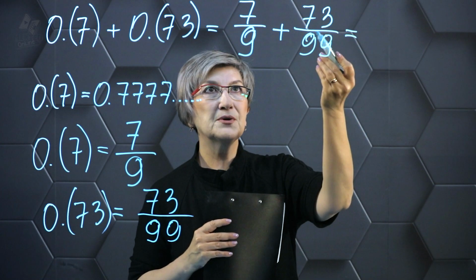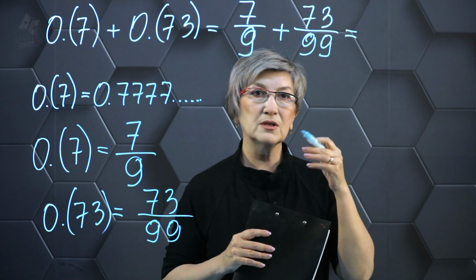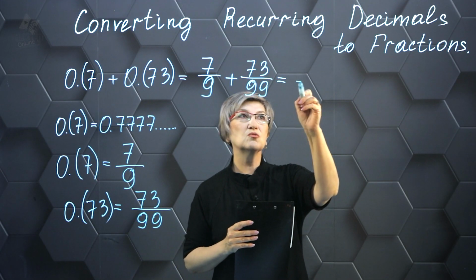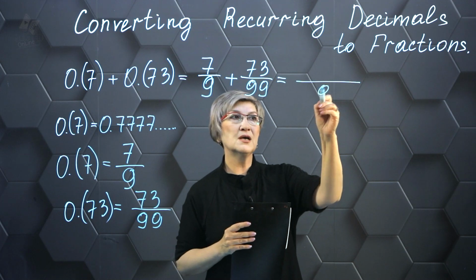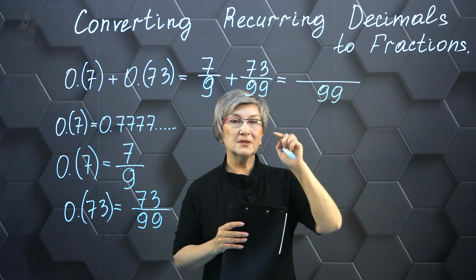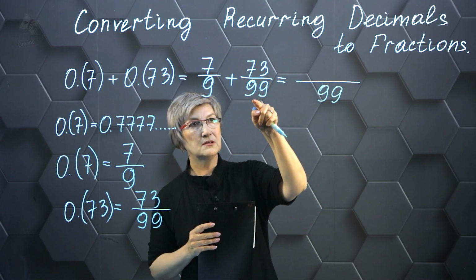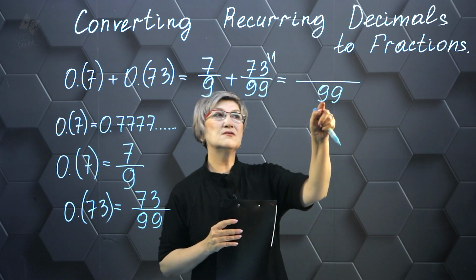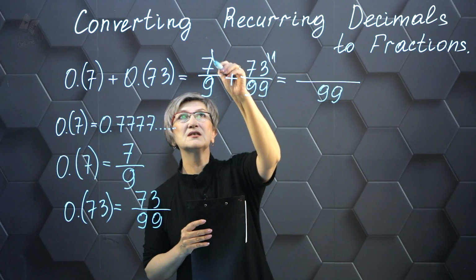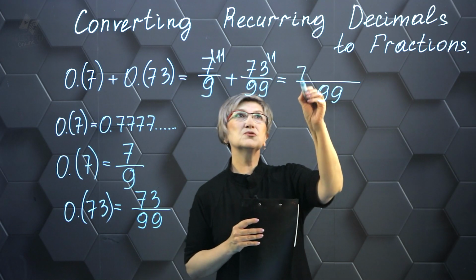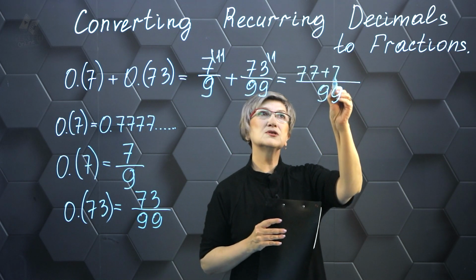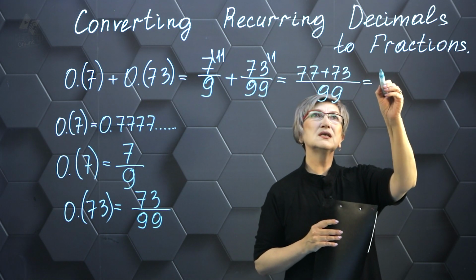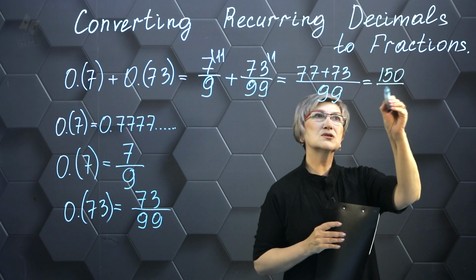And when we see the example as the sum of 2 fractional numbers, we can do the addition. To do this, we need to bring them to a common denominator, and the common denominator is 99. Because 99 divided by 99 is 1, and 99 divided by 9 is 11. The result is 77 plus 73. And 77 plus 73 is 150 ninety-ninths.